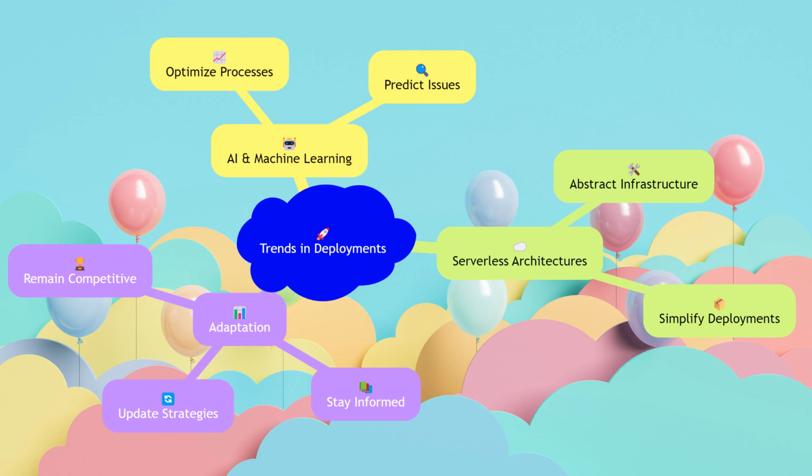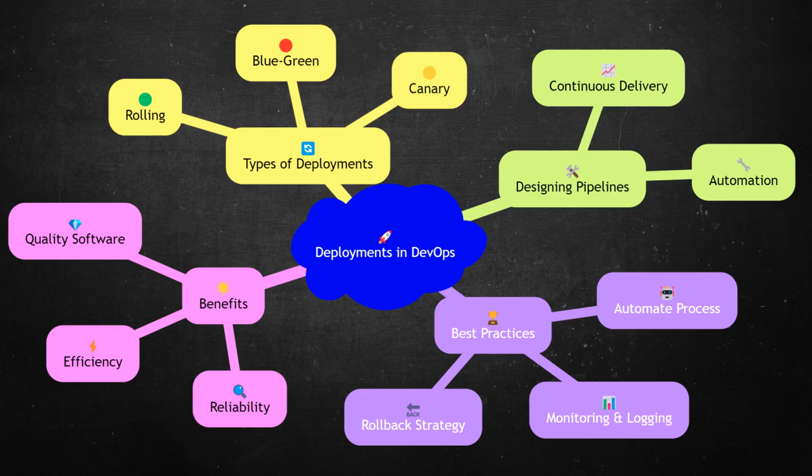In conclusion, designing and implementing deployments is a critical aspect of the DevOps process, ensuring that code changes are delivered to production efficiently and reliably. By understanding the different types of deployments, designing effective pipelines, and implementing best practices, organizations can achieve continuous delivery and improve the overall quality of their software.